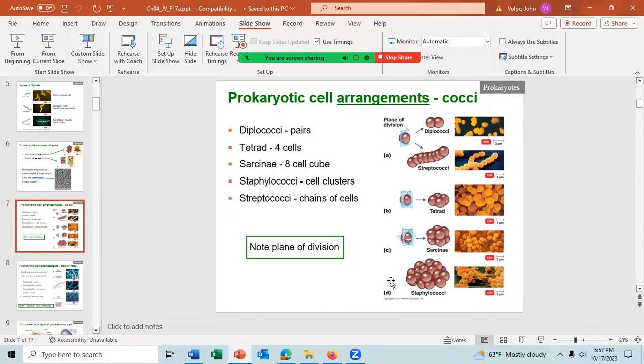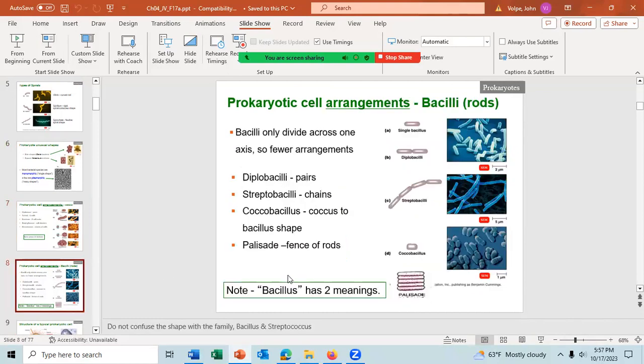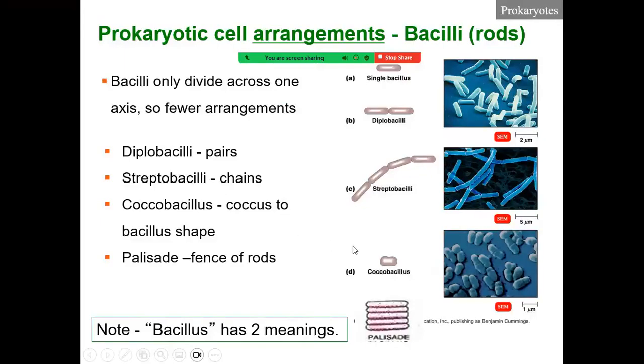When we're talking about the... oh, wait a minute, let me move forward here. For some reason, this slide has the Coccobacillus here, and it shouldn't be here, because the Coccobacillus shown here is not a cellular growth arrangement. It is a cell shape where the cell is in between a cocci and a bacilli.